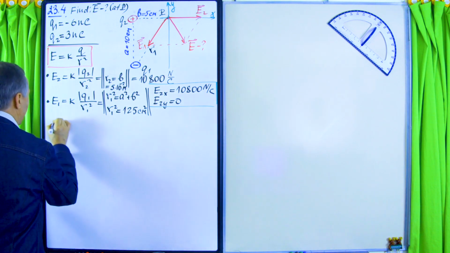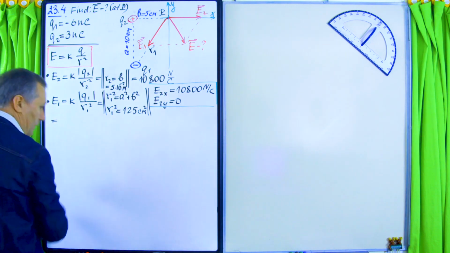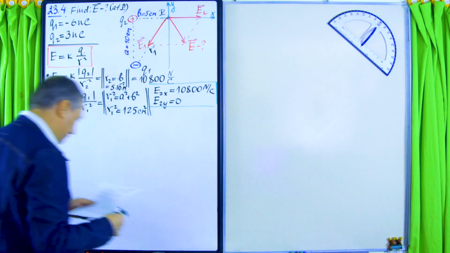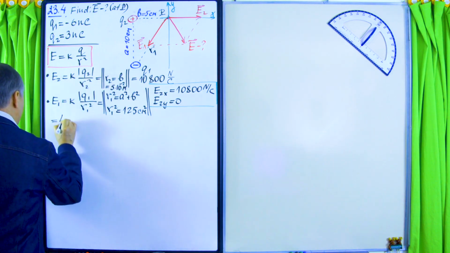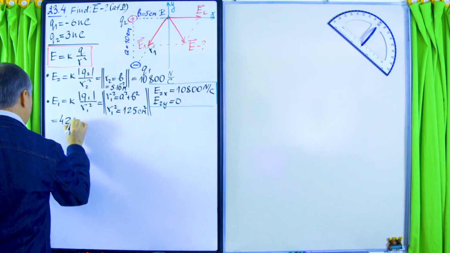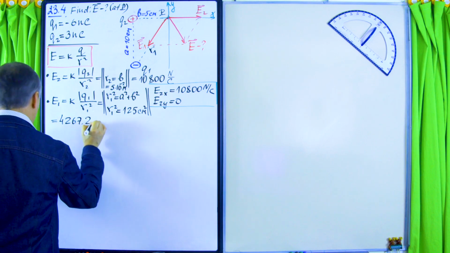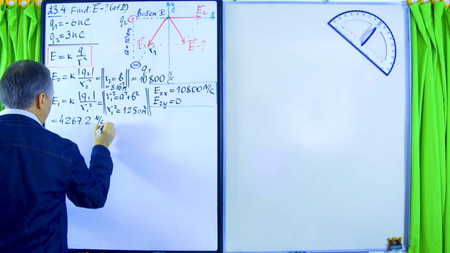And so if you calculate it all, you will end up with, where are my notes? 4,267. Okay, I use Mosig fix 0.2 newtons per coulombs.